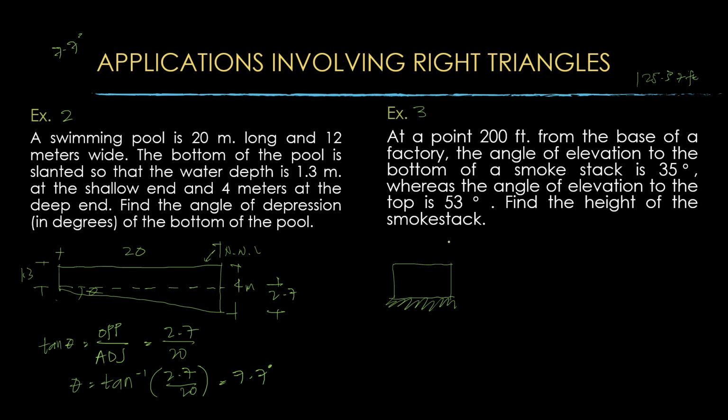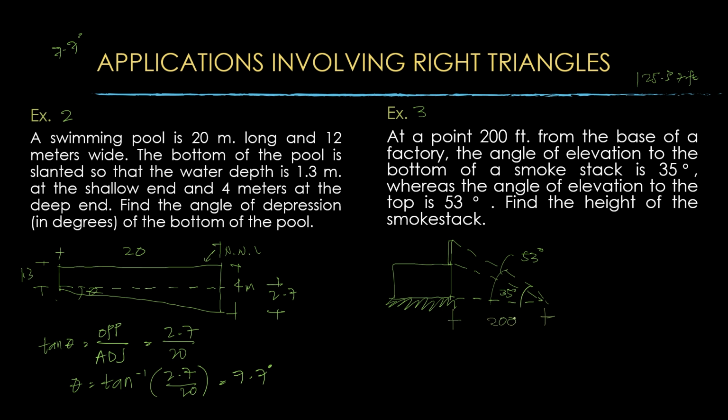Excuse me. And you have the smokestack right here. The angle of elevation at the bottom of the smokestack is equal to what? That is equal to 35 degrees. And at the top naman is equal to 53 degrees. So how do we find the height of the smokestack?